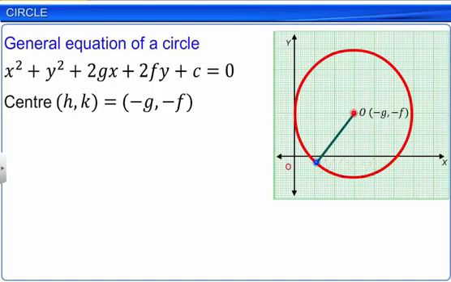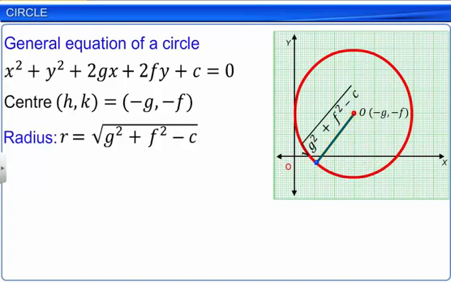In the general equation of a circle, the radius is given by the square root of g squared plus f squared minus c. Note that every equation of the form x squared plus y squared plus 2gx plus 2fy plus c is equal to 0 represents a circle only if the value of g squared plus f squared minus c is greater than or equal to 0.